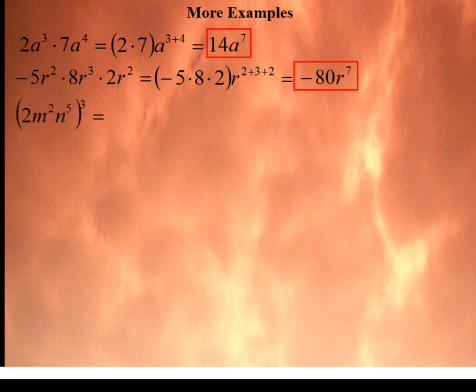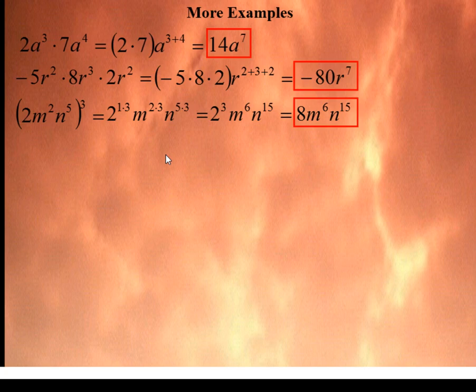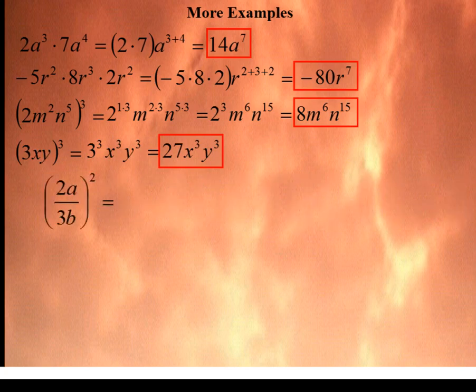Okay, 2m squared times n to the 5th, cubed. Well, we've got to cube the 2. We've got to take 2 times 3, and we've got to take 5 times 3. So what we're going to get is 2 cubed m to the 6th n to the 15th. On this one, same sort of a deal. We're just going to take the 3, multiply it times all those. There's 1s here if it's not showing. So 3 times 1. So we get 27x cubed y cubed.